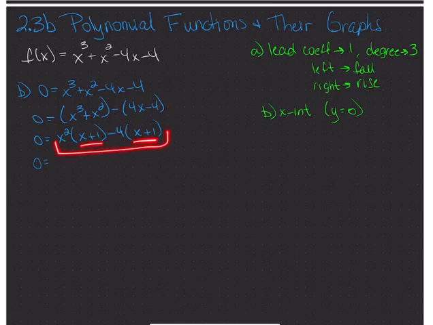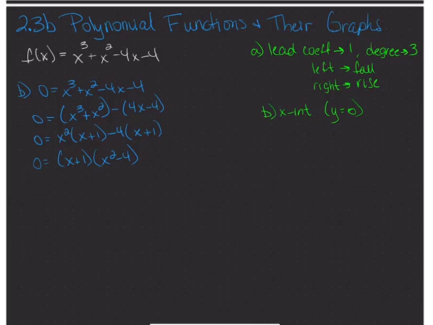They have that x plus 1 in common, so I'm going to factor out that x plus 1. I apologize, I said minus 1. And then what am I left with? X squared minus 4. So now I have it into some factors.